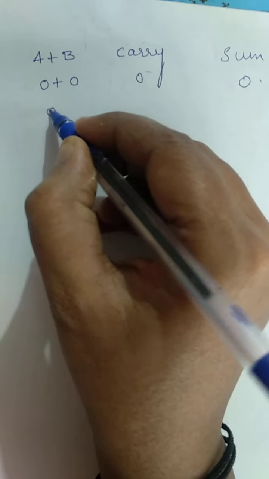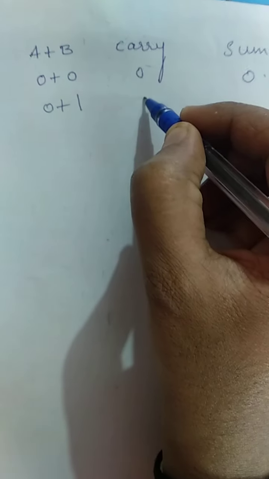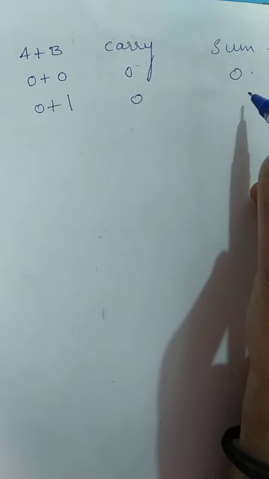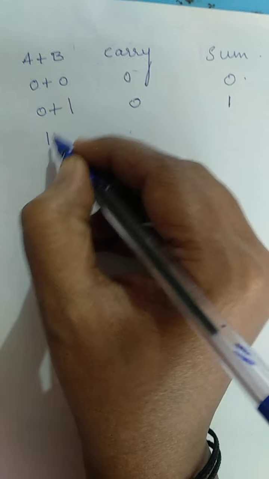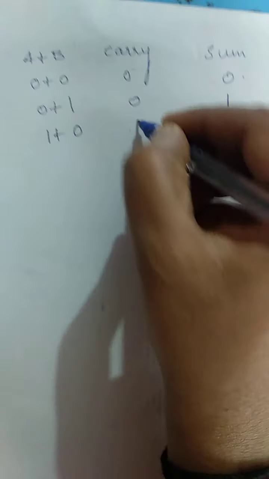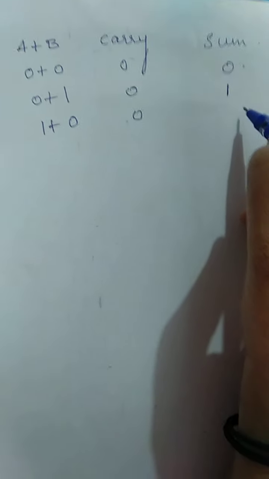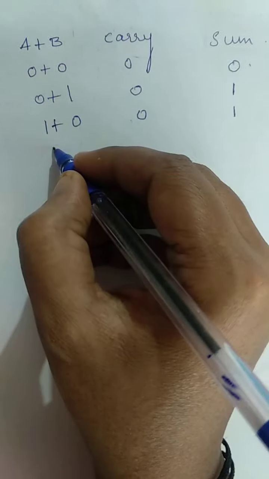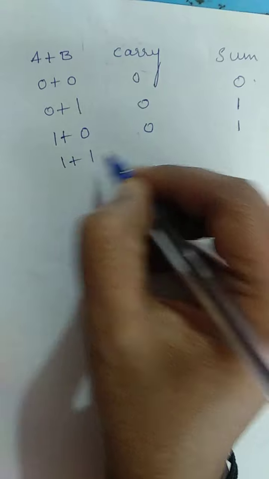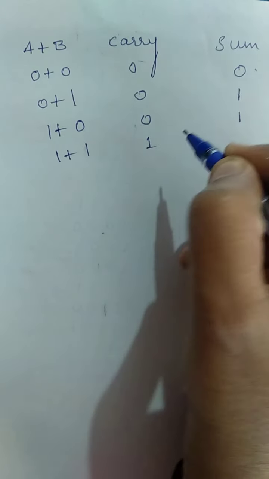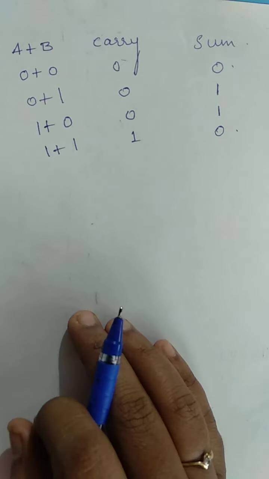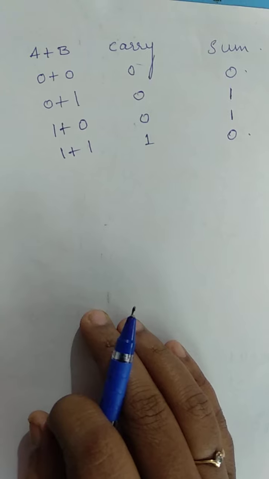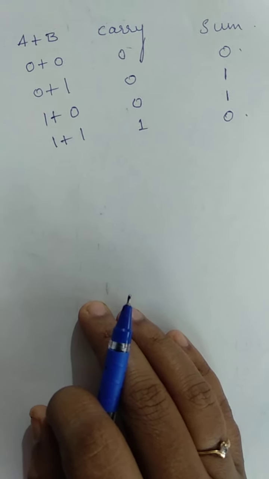The next, 0 plus 1: the carry will be 0, sum will be 1. Then 1 plus 0, carry will be 0, sum will be 1. 1 plus 1, carry will be 1, sum will be 0. So please follow this table while you are calculating 2's and 1's complement.